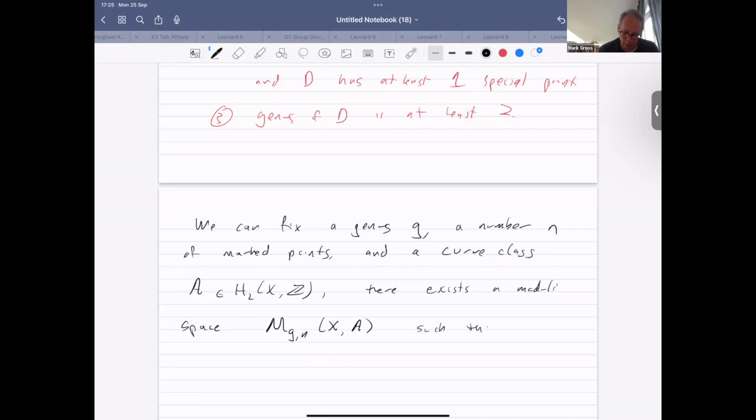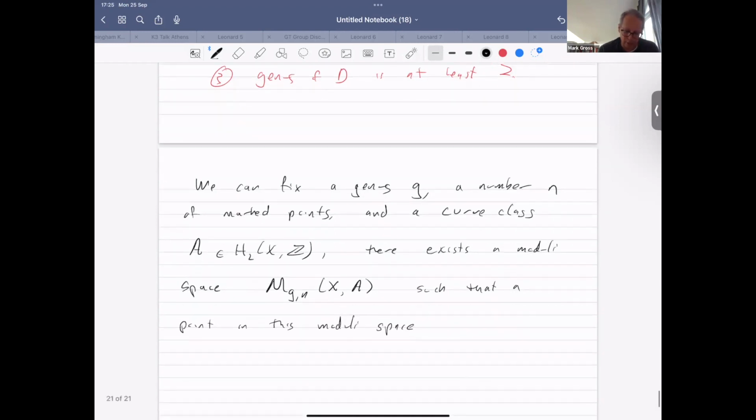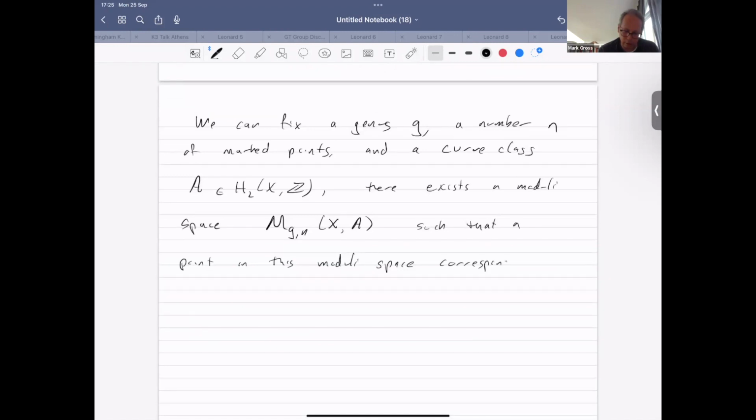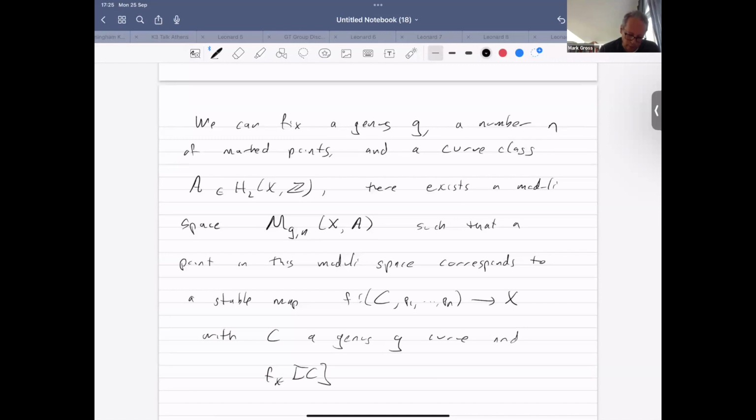such that a point in this moduli space corresponds to a stable map f from C, with marked points P1 through Pn, to X, with C a genus g curve and the push forward of the fundamental class of C being equal to A. So this class A is giving the degree of the curve.